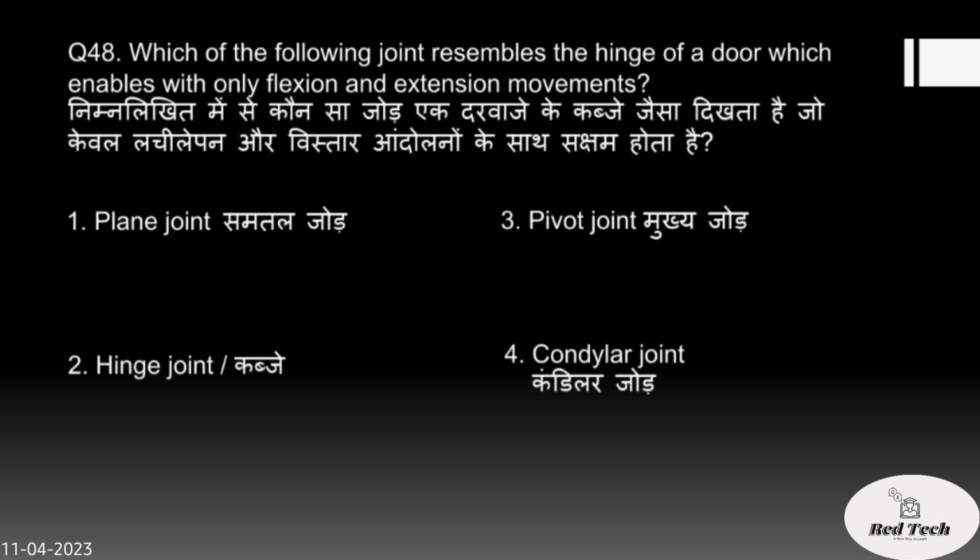So the right answer is basically option number 3, which is pivot joint. Pivot joint basically gives two movement only, flexion and extension.